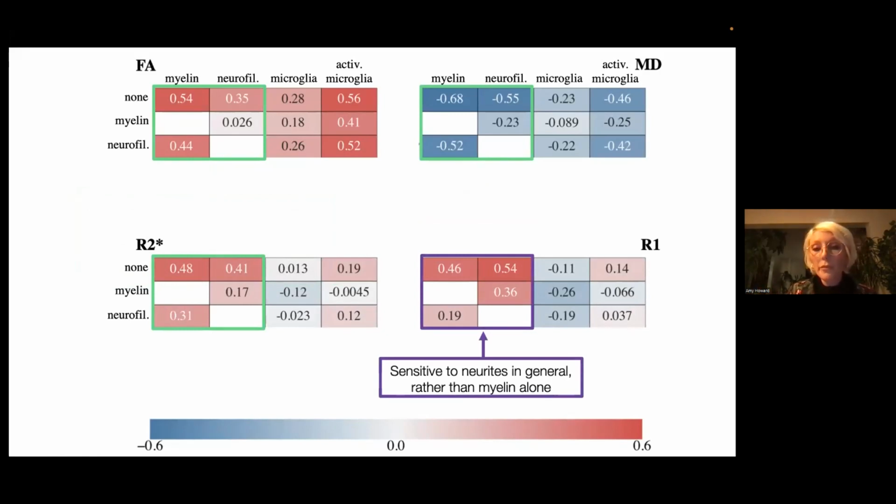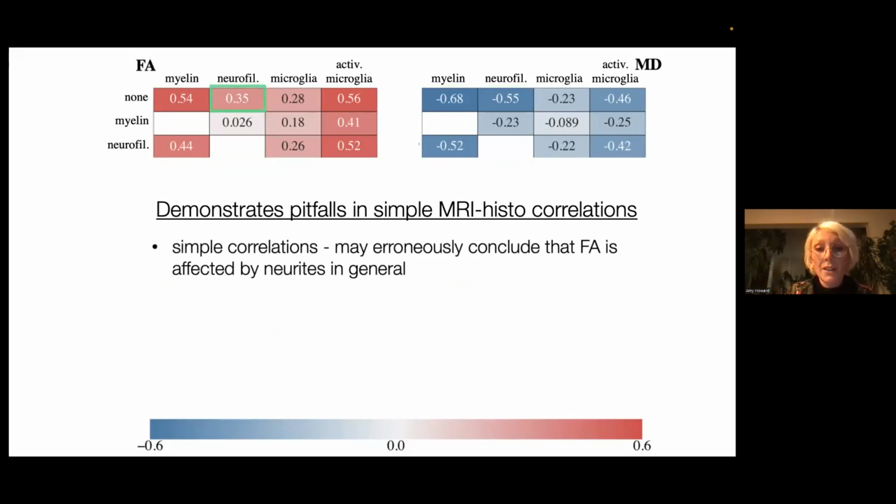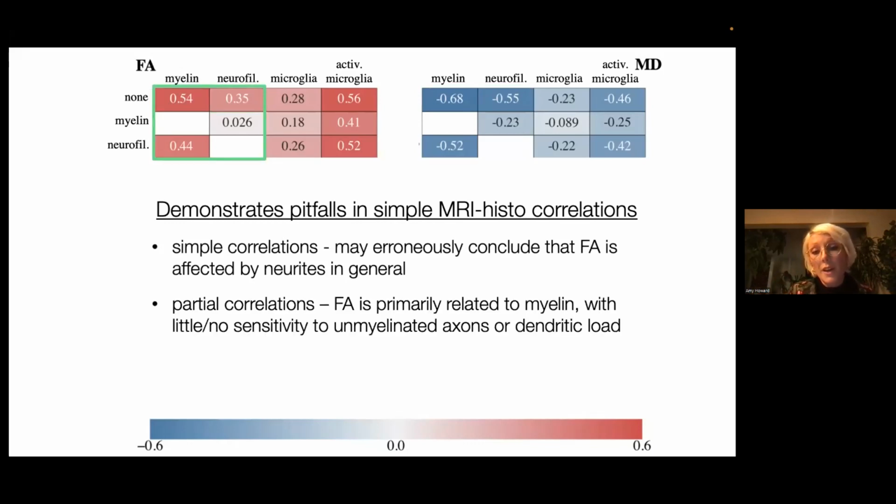And I wanted to highlight this kind of analysis because I think it demonstrates the pitfalls in some simple MRI histology correlations. In simple correlation analysis, we may erroneously conclude that, for example, FA is affected by neurites in general, whilst our partial results show that FA is primarily related to myelin with little or no sensitivity to unmyelinated axons or dendritic load. And it's really the spatial covariance of the microstructural features that may lead to these kind of misleading relationships.